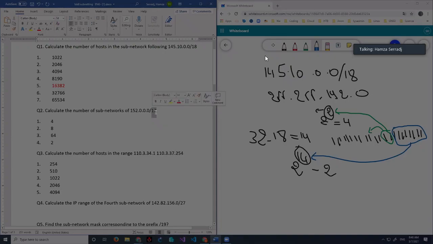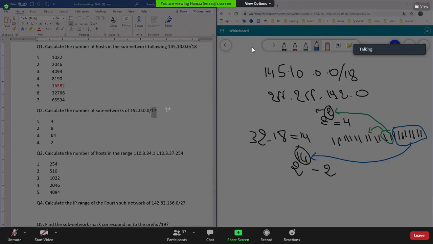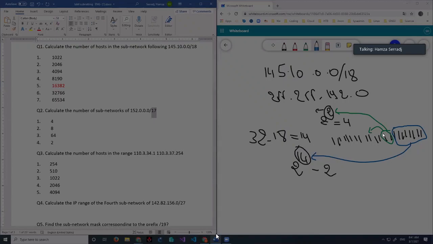Calculate the number of subnetworks for /17. /17 is easy, right? We don't need to calculate anything. We have one extra bit. How many subnets do I have here? 2. Because n here is 1, right? So we borrowed 1, we pushed 1, and he's asking for subnets, so I need to put 2 power 1. That is 2. So I have just 2 subnets.